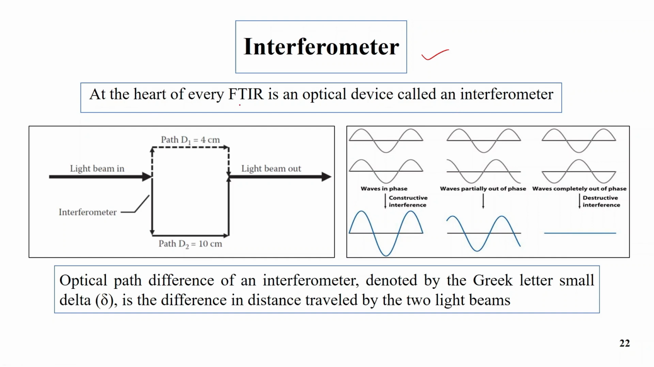At the heart of every FTIR is an optical device known as the interferometer. We'll see how the optical path difference is created, and then we have either constructive or destructive interference, and ultimately the interferogram. The optical path difference, small delta, is the difference in distance traveled by the two light beams. How it is generated, let's see in the coming slide.